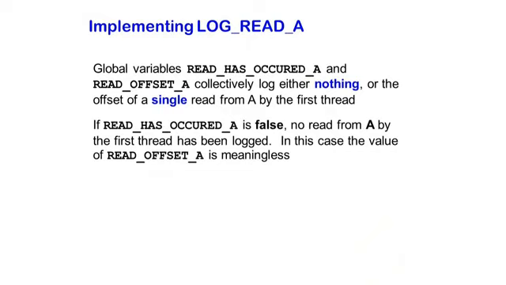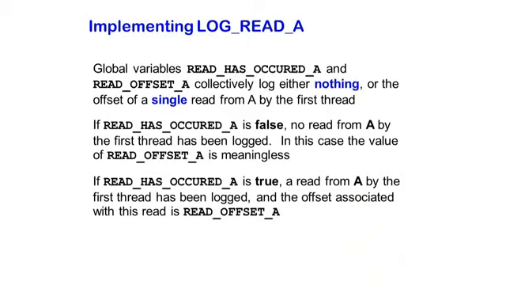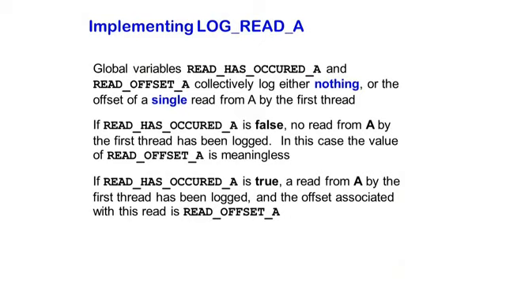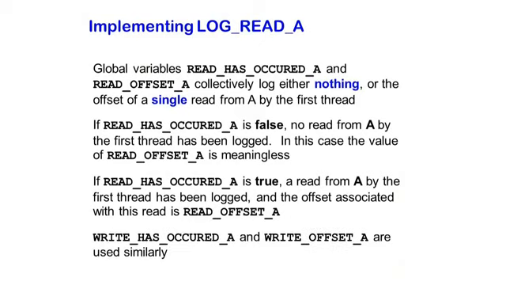Well, if read has occurred A is false, then we're saying that there has been no read from A, in which case it doesn't matter what read offset A is. We're saying there is no read, and that offset variable's value doesn't matter. If read has occurred A is true, then we are logging a read from A, and read offset A says the offset of the read that we're logging. So this maybe doesn't seem very satisfactory because there could be many reads from an array, and we're actually only providing the facility to log a read from the array A.